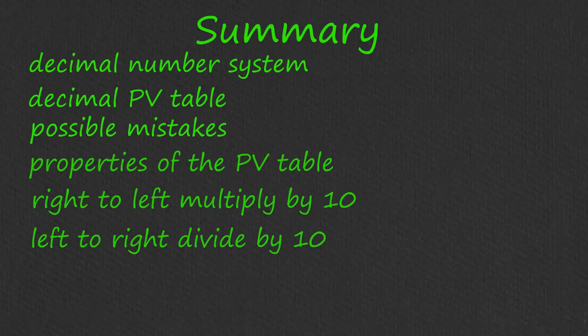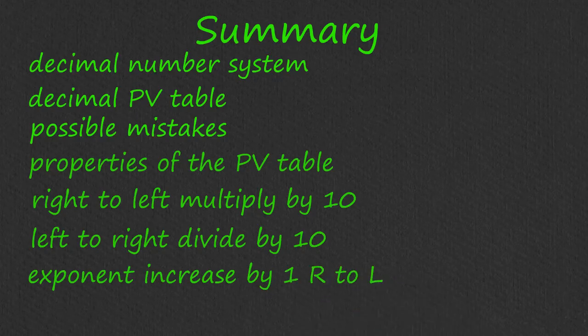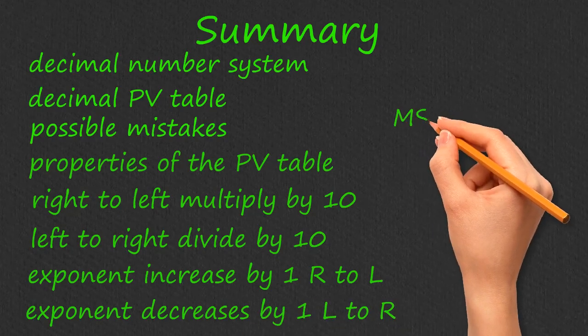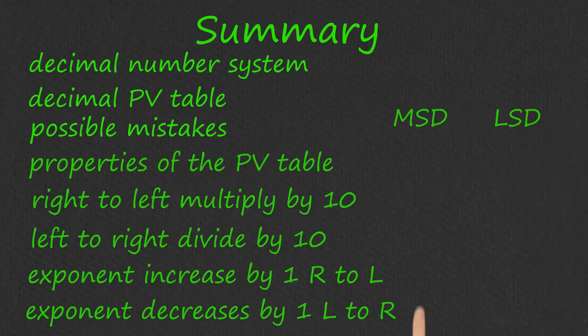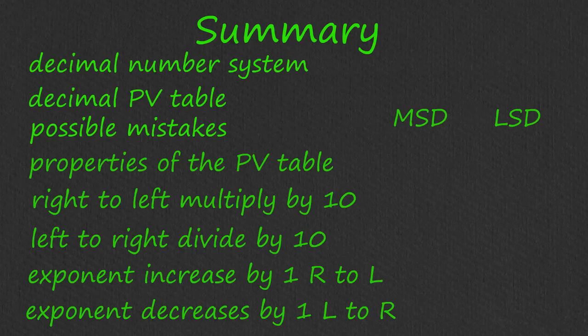These patterns are also reflected in the exponents of the place values increasing one by one when moving from right to left, and decreasing one by one when moving from left to right. And finally, we have introduced two new concepts, the most significant digit and the least significant digit. The most significant digit is the digit in the number with the highest place value, and the least significant digit is the digit with the smallest place value. For example, in the number 42,507, the most significant digit is 4 with the place value of 10,000, and the least significant digit is 7 with the place value of 1.